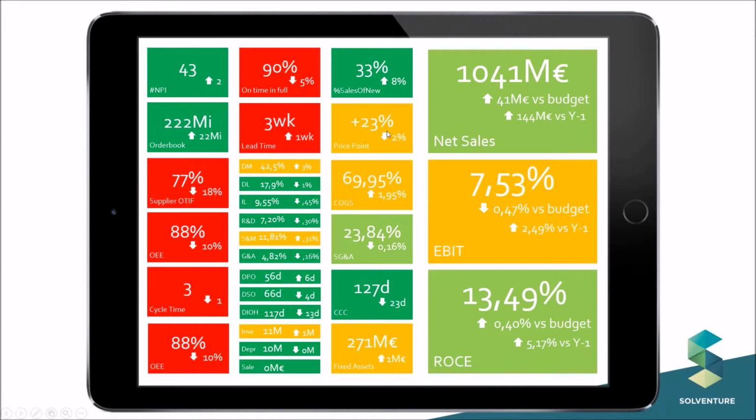We see that the price point is a bit below target. The target is 25% higher than the average. We are only at 23%, but 23% is still quite good.